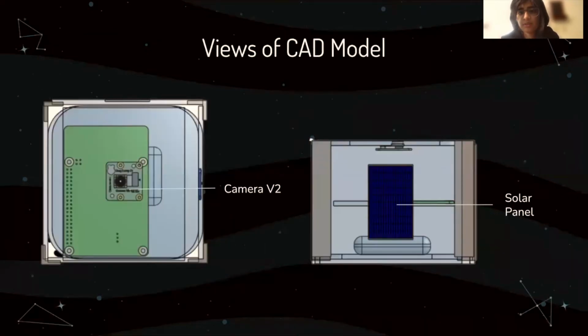These are different views of our CAD model, and here you can see our camera V2, which will be taking pictures that we can then use to detect macroplastics, and our solar panel, which will be used for energy collection and hooked up to our battery pack so that the battery pack can store that.